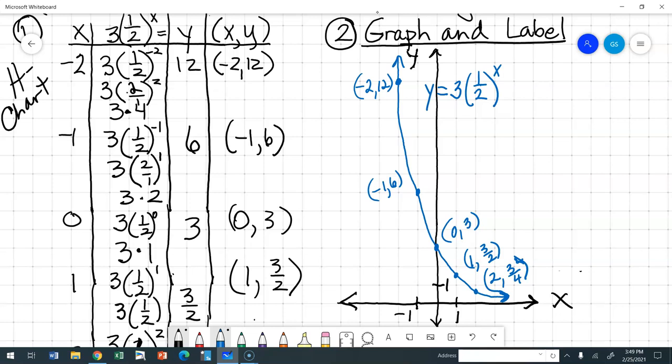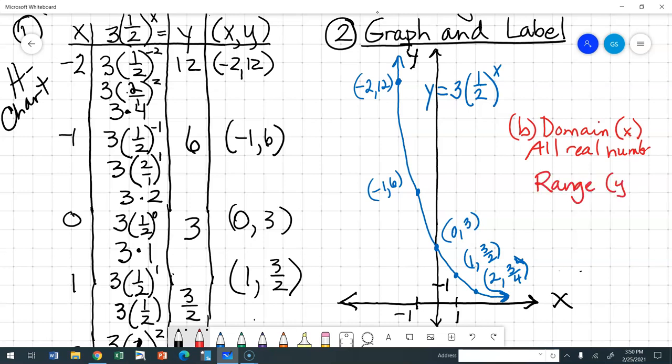Now, part B asked, talk about the domain and talk about the range. Now, the domain, if you remember, is our x values. So let's see, are there any restrictions on our x's? Our x's can get as small as we want them to be in the negative and as large as we want them to be in the positive. So the domain is going to be all real numbers. Now, what about the range?